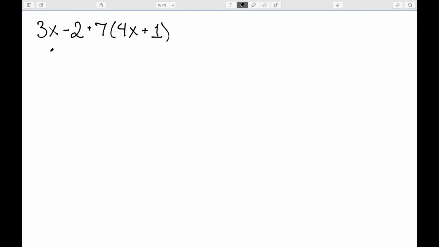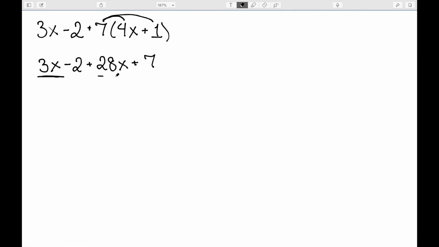Next, let's look at 3x minus 2 plus 7 times 4x plus 1. The first step in simplifying is actually to get rid of the parentheses. And to do that, I have to use the distributive property. 7 times 4x. 7 times 4 is 28, so that's 28x. 7 times 1, that's 7.